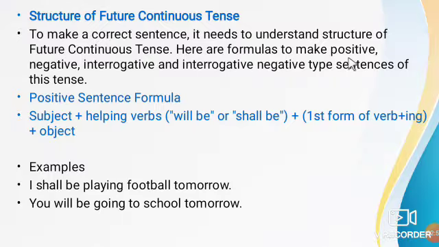Here are formulas to make positive, negative, interrogative and negative interrogative type sentences of this tense. Positive sentences formula. How do we make positive sentences? First we put subject, then helping verbs will be or shall be, then first form of verb plus ing and then object. I shall be playing football tomorrow.